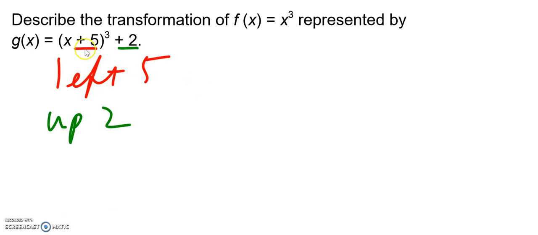Okay, this one went left 5 because of the x plus 5 cubed, and up 2 because of the plus 2 outside of the parent function. So remember, I do want to emphasize the parent function is showing us the general shape of the function. The plus 5 and the plus 2 are just moving that function or that image around.